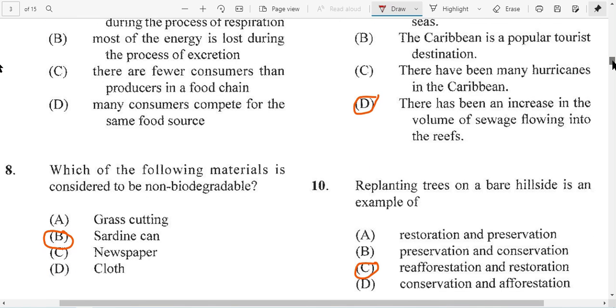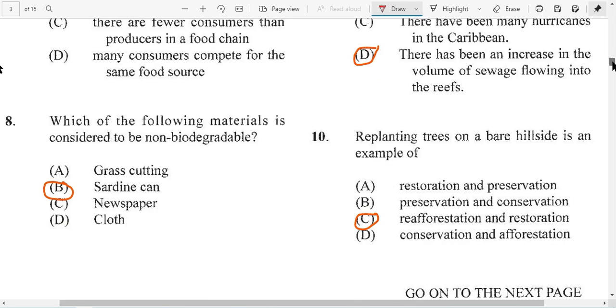We're looking at question number 10, and we're looking at replanting of trees on a bare hillside. What is it an example of? Of course, this is going to be an easy one. It's going to be reforestation and restoration. We're doing it again. That means it was there before. Afforestation, we are planting on bare land. But of course, remember that trees were there before it became bare. We're now replanting the area, and of course it is a form of restoration. We're bringing back the area to its former glory. So the best answer here for us is going to be C for question number 10.